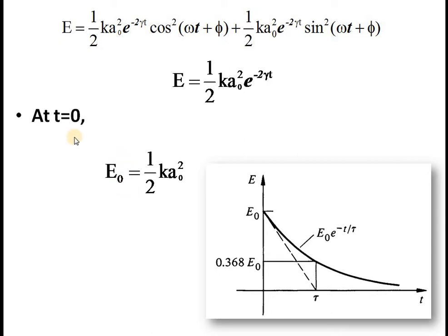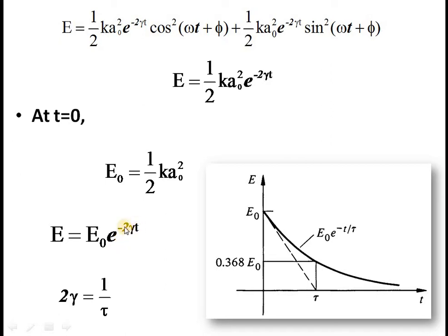You can see that at time equal to 0, your energy will be E0. E0 will be equal to 1 by 2 k a0 square. It is clear from the diagram, because by putting 0 here, this will become 1, so we get half k a0 square. Or you can write energy at any time instant is equal to E0 e raised to minus 2 gamma t. Energy at any time instant E of t is equal to E0 e raised to minus 2 gamma t.